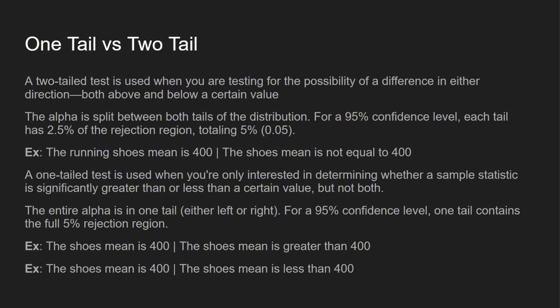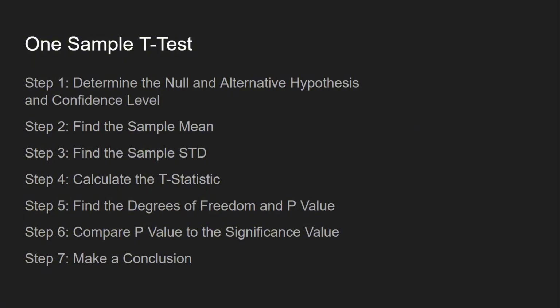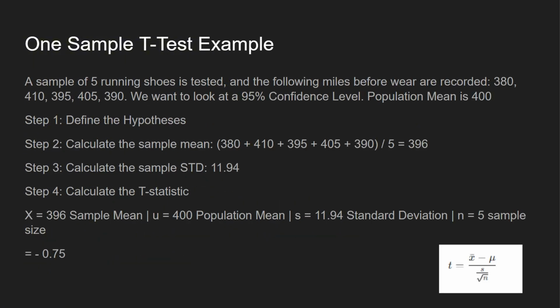Let me go back over here. We've already talked about the null and alternative hypothesis, right? The mean number of miles is 400, versus the mean number of miles is not 400. So we're not going to go through that again. And then we have the confidence level over here, which is 95%. So we know alpha is going to be 5% or 0.05.